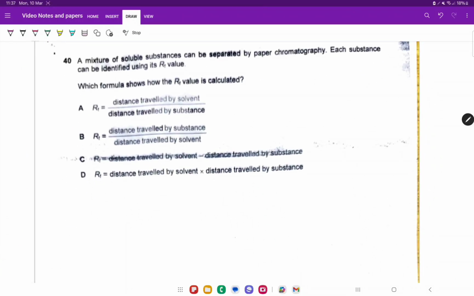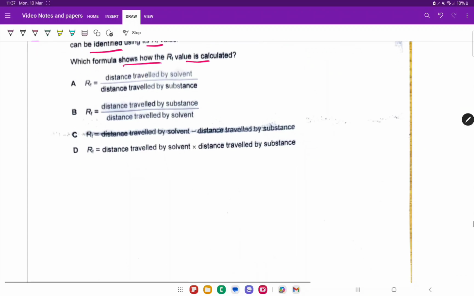And the last question, 40. A mixture of soluble substances can be separated by paper chromatography. Each substance can be identified using Rf value. So when we want to calculate Rf value, we will calculate distance traveled by the substance upon the solvent front. Solvent upon substance? No. Distance traveled by substance upon solvent? Yes. Answer is B. The rest two are wrong. Distance traveled by substance upon distance traveled by the solvent front, that is Rf value.